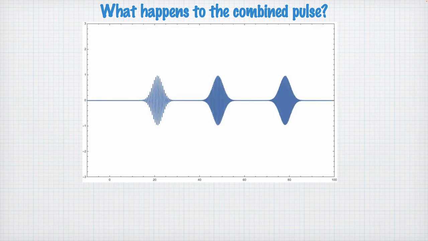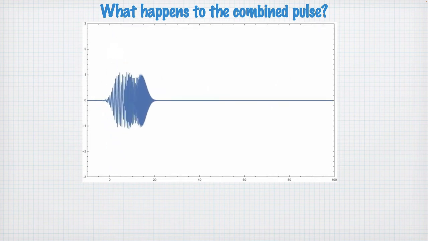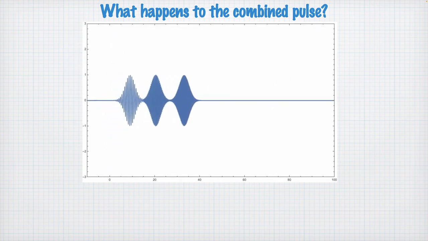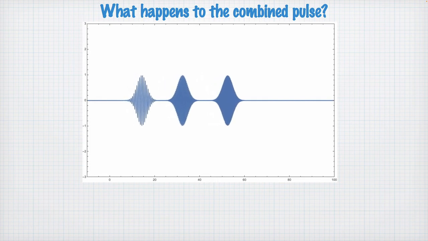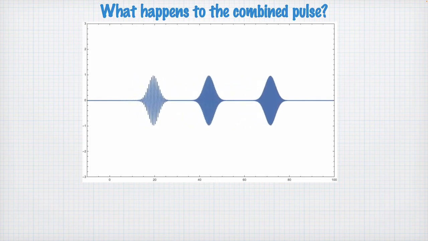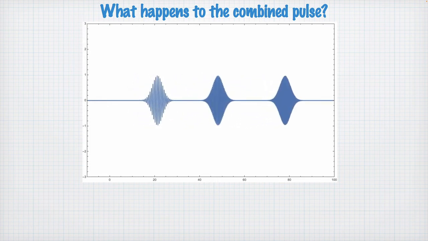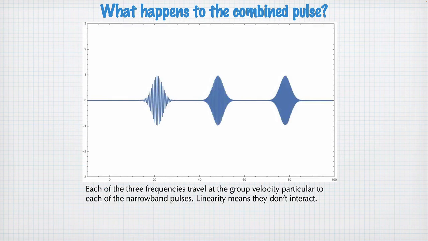The other thing we notice about the way these pulses travel is as they separate, they don't influence each other. Each pulse travels as it would have in the absence of the other pulses. So this is what linearity brings. Linearity means that we can take the separate solutions for each of these pulses and add them together, and there's no interaction between the pulses at all.